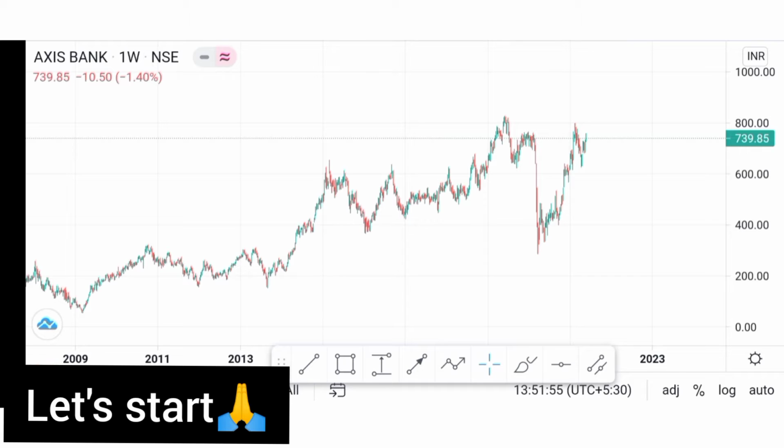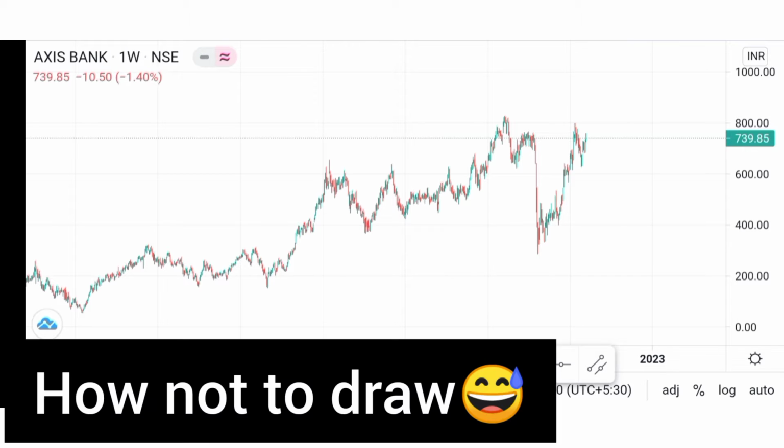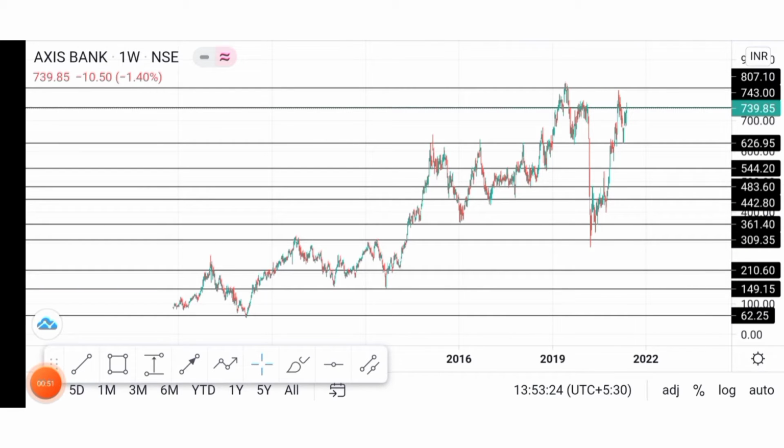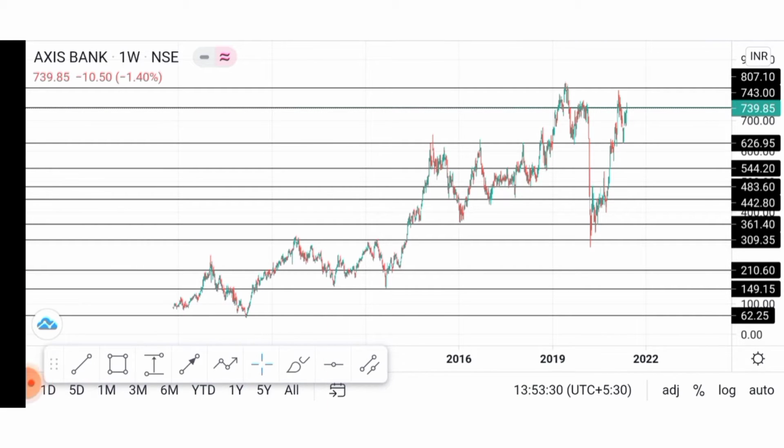Now, before I share with you how to draw support and resistance, I'll show some pictures of how not to draw support and resistance on a chart. Just see these charts. Because there are so many levels on these charts, you cannot predict where the market is going.